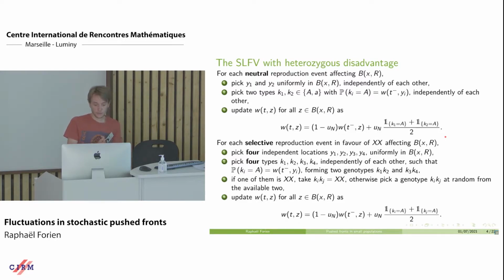So if one of them is XX, where XX is either capital A or little a, depending on the kind of selective reproduction event, this individual reproduces. And if none of them is the one that you're looking for, then you just pick one at random. And you have the same rule for updating the allele frequency after the reproduction event. So you kill a fraction u of the individuals inside the ball, and you replace them with offspring of the parent that you've just chosen.